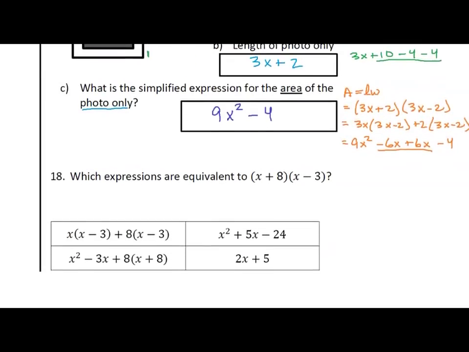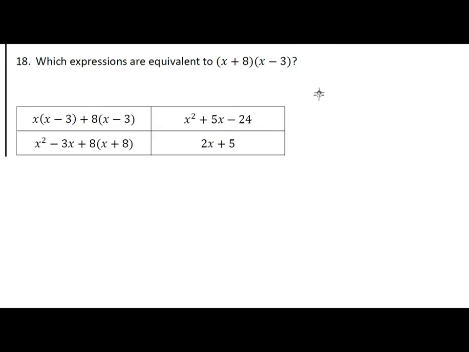All right, last question here. Question number 18. Which expressions are equivalent to x plus 8 times x minus 3? Class, the best strategy to solve these equivalence problems is to first take the expression that you've been given and simplify it, and then simplify every possible answer, and then check and see if the simplified answers match the simplified question. This is the easiest way and the one that'll give you accuracy, since all 4 of these could be equivalent or just one of them could be equivalent. So you need to check every single one.